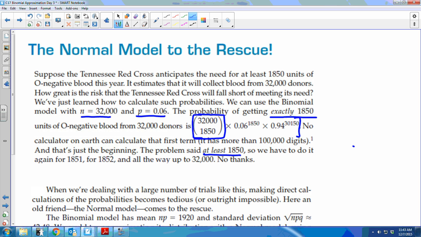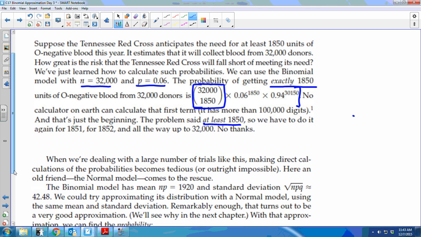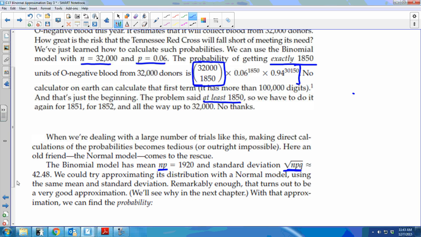A lot of things in this class end up going back to, can I use the normal model to do this? So you need to be comfortable with it. So if there's a large number of trials, we can find the mean and standard deviation of the scenario using our binomial distribution, n times p and the square root of n times p times q. And as we have those, we can approximate the probability using a normal calculation. So we're using the idea of binomial by finding the mean and standard deviation, and then we use the normal model to find a probability, to make an estimate.